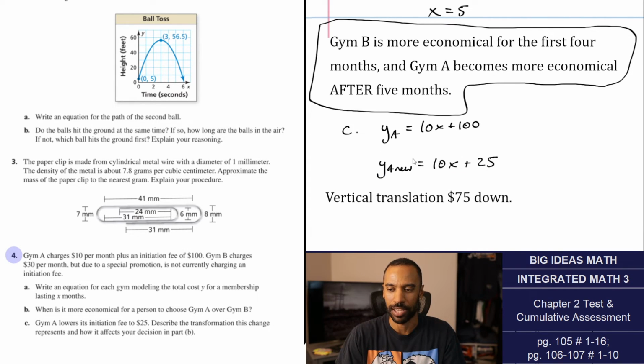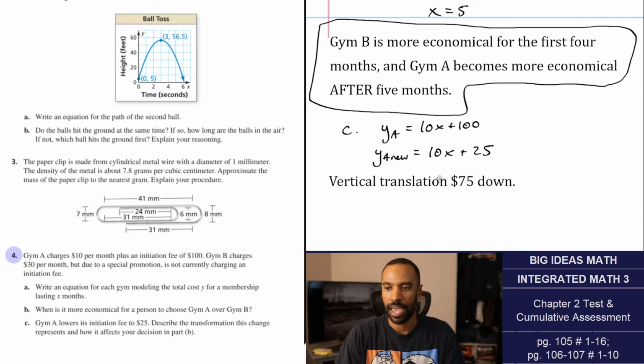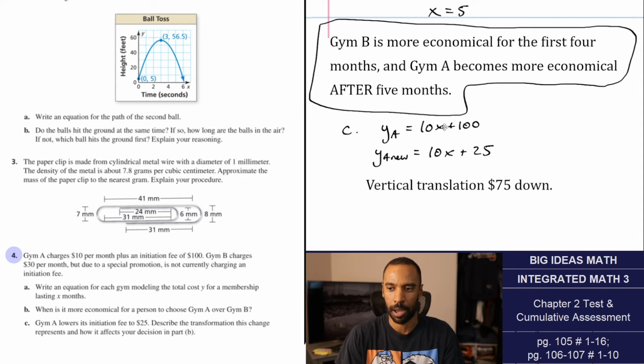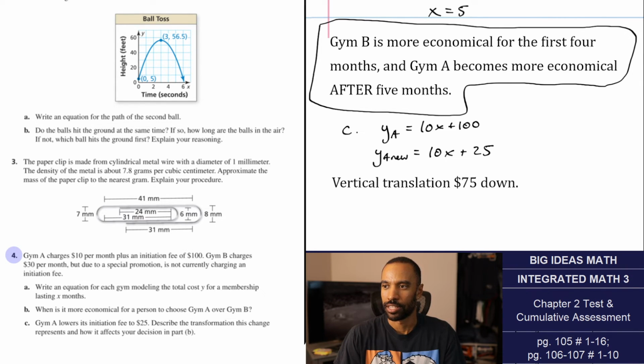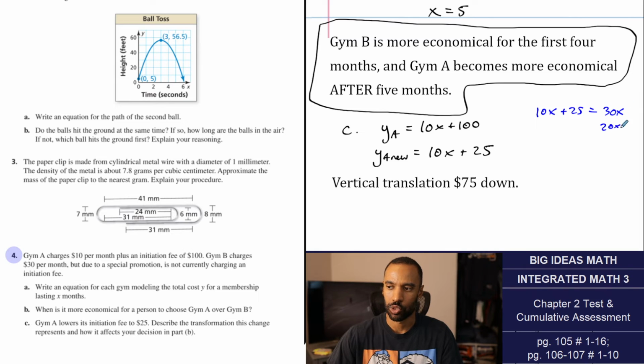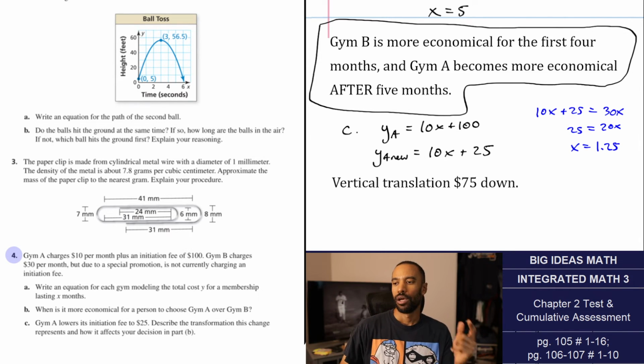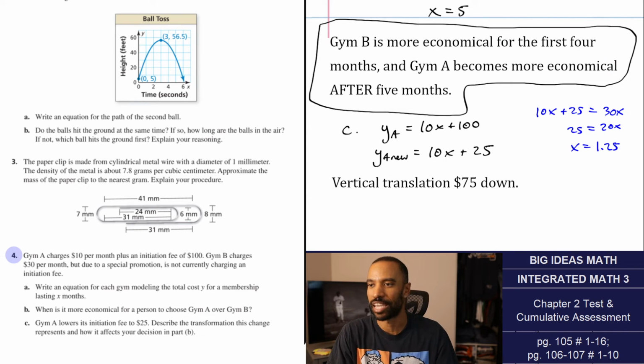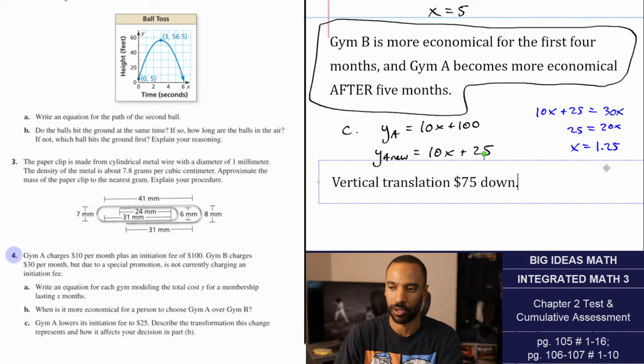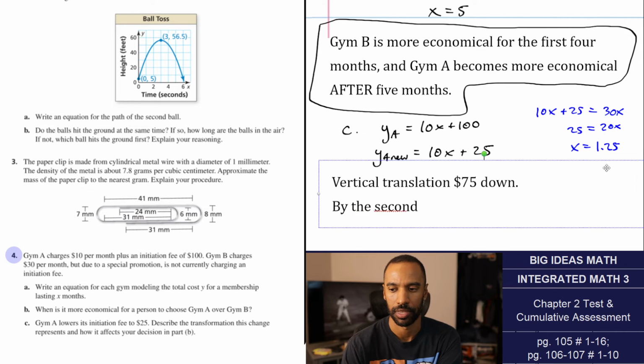Now it says, how does it affect your answer in part B? Well, Gym A is now going to be more economical a little bit faster here. So let's set them equal again and figure out what's going to happen. So now 10x plus 25 equals 30x. And now 20x equals 25. Now x equals 25 over 20, which is 1.25. By the second month, Gym A becomes more economical.